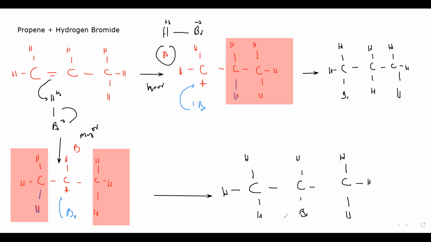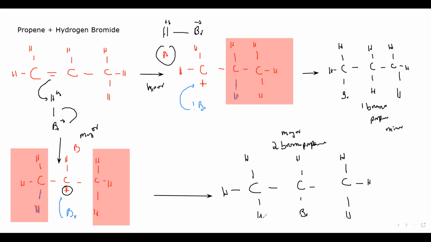In this one, which one is the major product? We have 1 bromopropane and we have 2 bromopropane. So 2 bromopropane will be the major product because most of the intermediate consists of the carbon cation which is surrounded by more alkyl groups. That's the major intermediate. That's why most of the product will form due to this major intermediate. So if they ask which one is the major product, the major product will be 2 bromopropane and the minor product will be 1 bromopropane. 1 bromopropane will be there, but that will be a minor product.